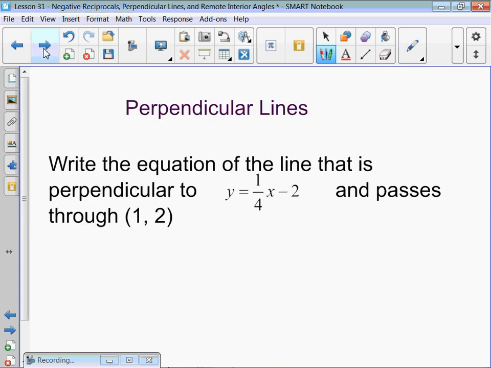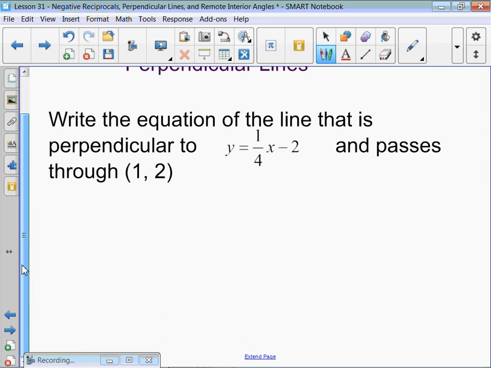All right, so let's try an actual problem. This is similar to the parallel line, so read carefully, and it says perpendicular. Write the equation of the line that is perpendicular to y equals 1/4 x minus 2 and passes through the point (1, 2). So I would probably write that you're finding a perpendicular line. I would write the original equation and the point that we want our new line to pass through, which is (1, 2).